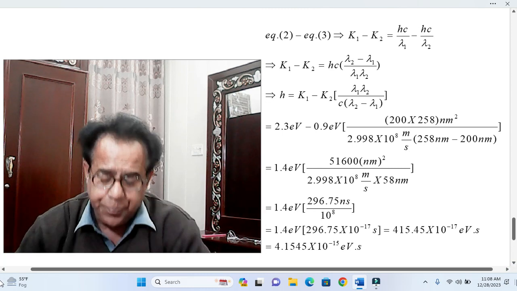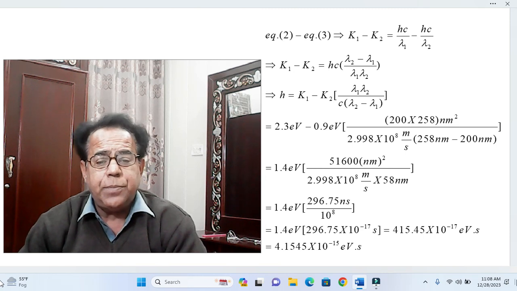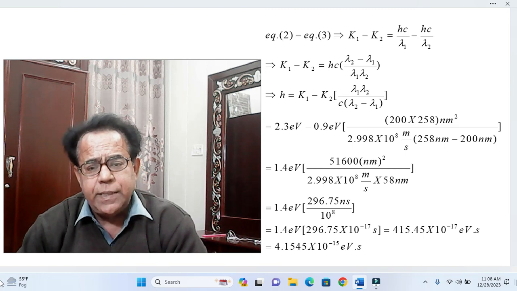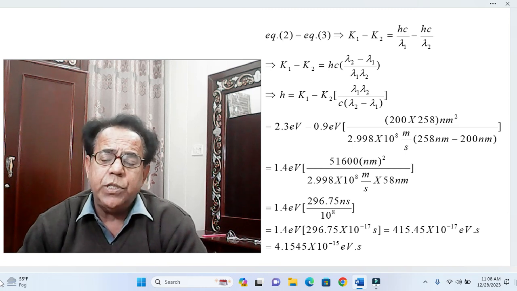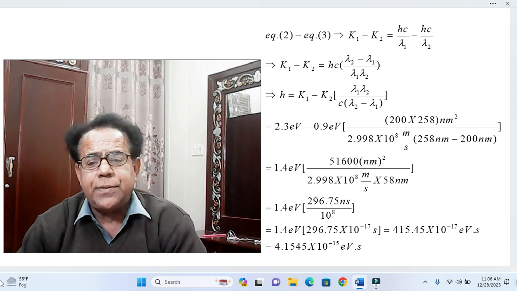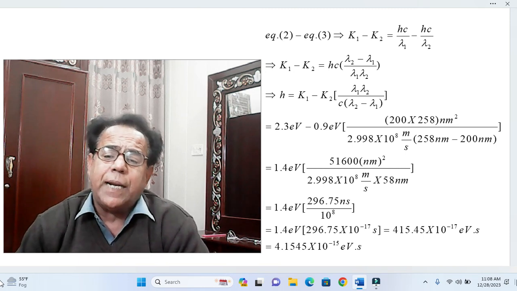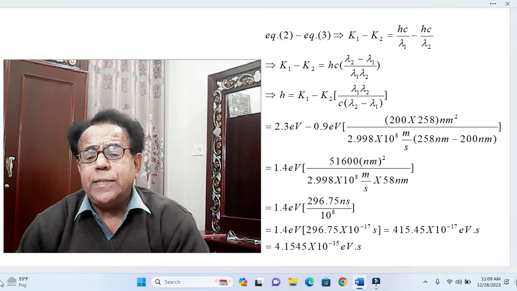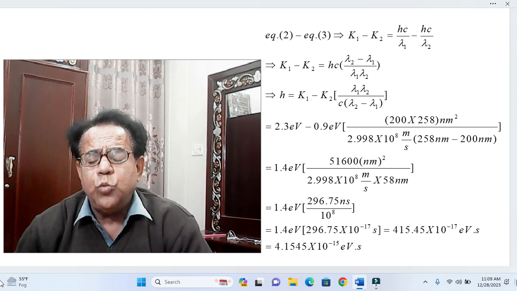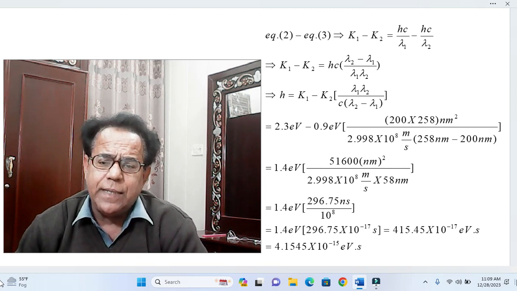Now dear students, we are subtracting those two equations, that is equation number 2 minus equation number 3, which gives k1 minus k2 equal to hc over lambda 1 minus hc over lambda 2. Here W does not appear because W will be cancelled with W when we are subtracting. Work function is not taken as W1 and W2 because it is the same everywhere. So work function is cancelled and we are just left with these values.